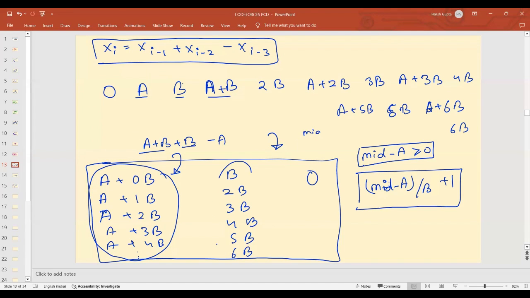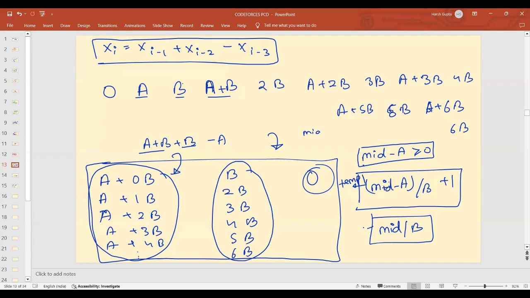Similarly, can I say the number of numbers of this type that will exist that are lesser than or equal to mid? Can I say that they are nothing but mid by B? No, not mid minus B, it will be mid by B. The numbers are B, 2B, 3B, 4B. So the count of numbers of this type that are lesser than or equal to mid is mid by B. And you have an extra 0. So if I say this is temp 1 and this is temp 2, the number of numbers that are lesser than or equal to mid is nothing but temp 1 plus temp 2 plus 1.